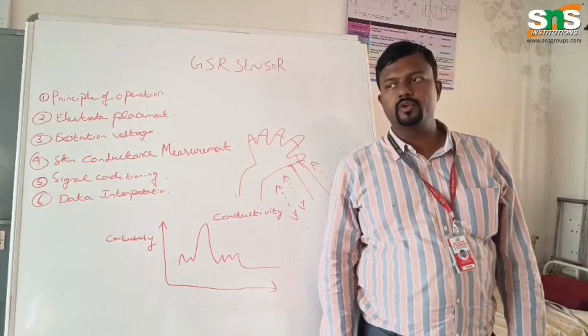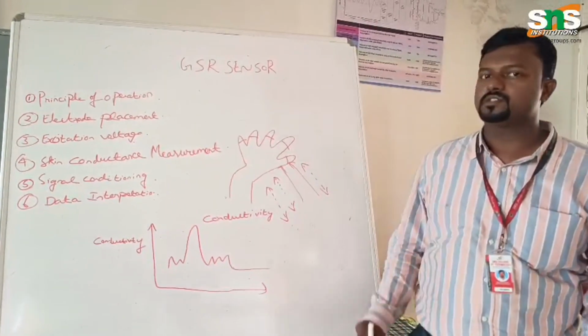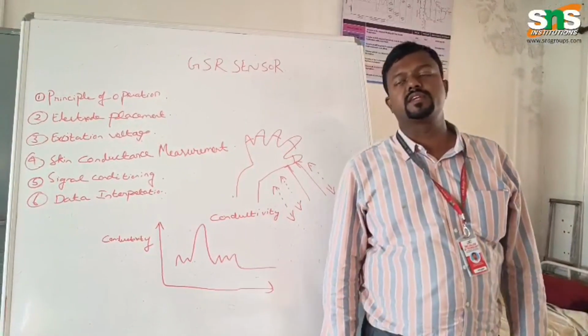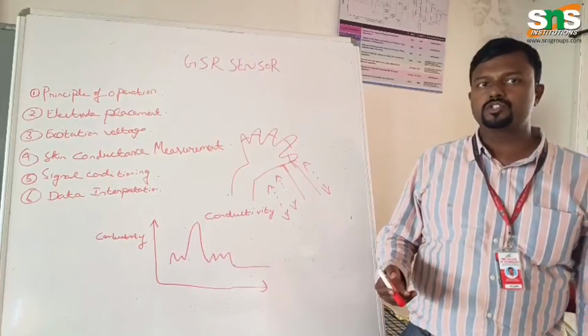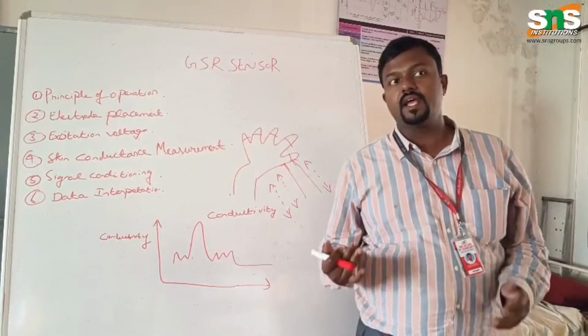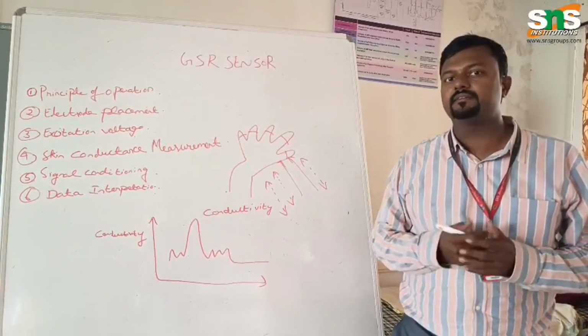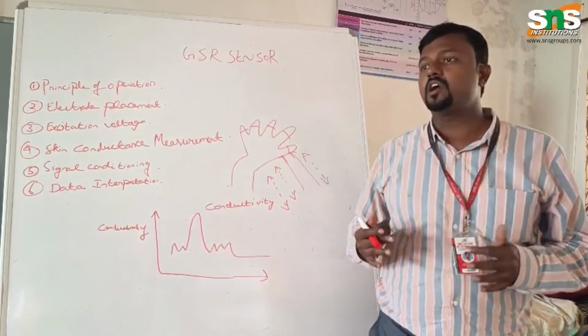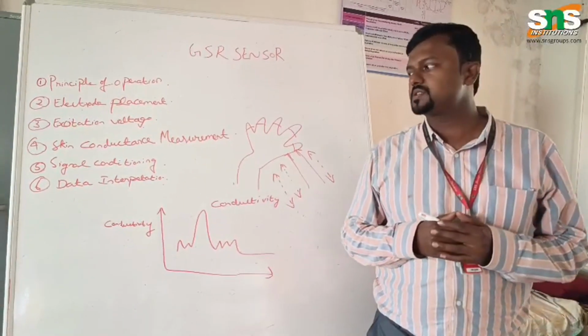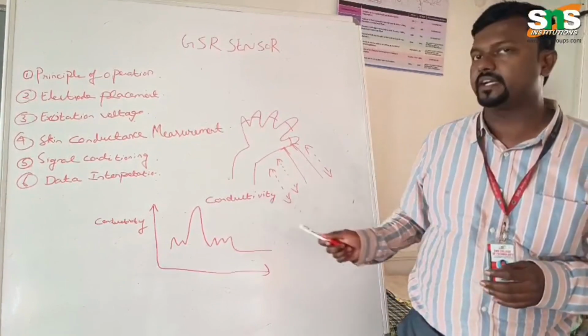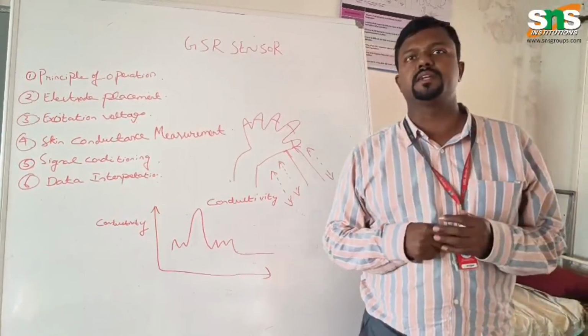In today's class, I am going to discuss the GSR sensor, which is known as the Galvanic Skin Response sensor. Generally, this kind of sensor is used to measure the stress level, emotion level, the anxiety level, etc. of a person. The main principle of its operation is based on conductivity, that is, conductance of the signal.